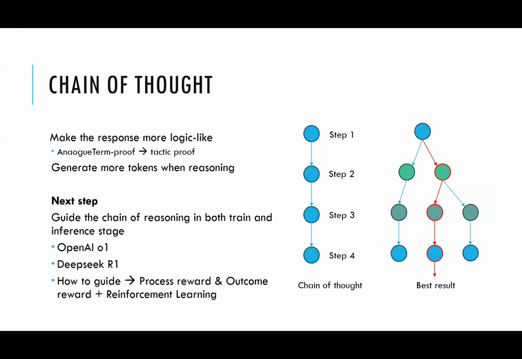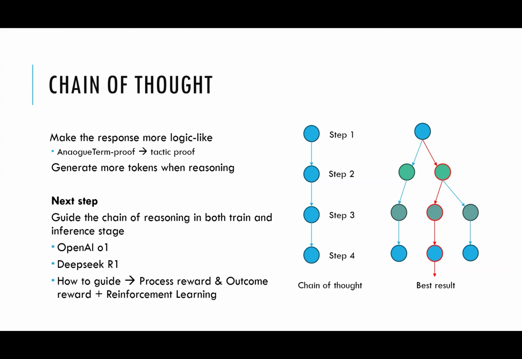To summarize these techniques, they make the response more logic-like, which is analogous to term proof and tactic proof in Lean, right? Term proof is like we give the type immediately, just as I said in the previous lecture. But tactic proof is like breaking down the proof into small fractions and doing it step by step to finish the proof. This is very analogous. So we can see from here, this is a step-by-step proof.